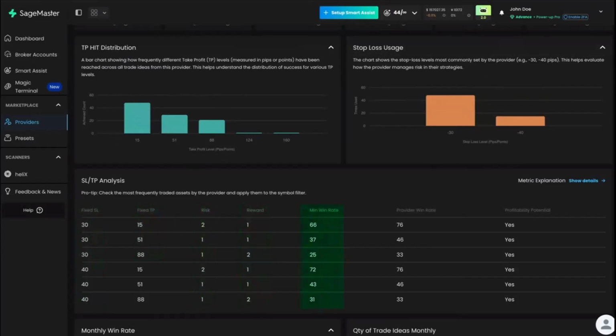Minimum win rate needed for profitability, showing whether the provider's historical win rate exceeds this threshold. A provider's win rate above the threshold suggests that their strategy has demonstrated historical simulated profitability.